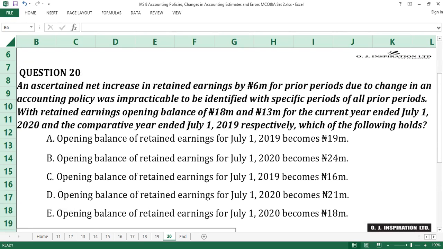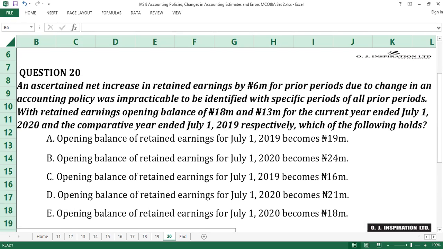Question number 20. An ascertained net increase in retained earnings by 6 billion naira for prior periods due to change in an accounting policy was impractical to be identified with specific periods or for prior periods. With retained earnings opening balance of 18 million naira and 13 million naira for the current year ended July 1, 2020, and the comparative year ended July 1, 2019, respectively, which of the following holds?